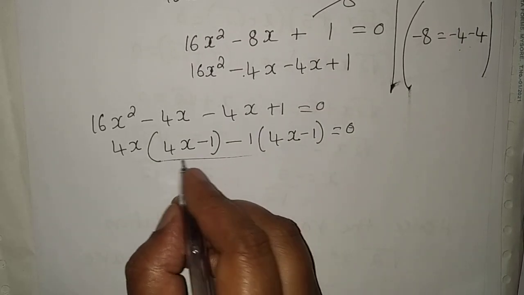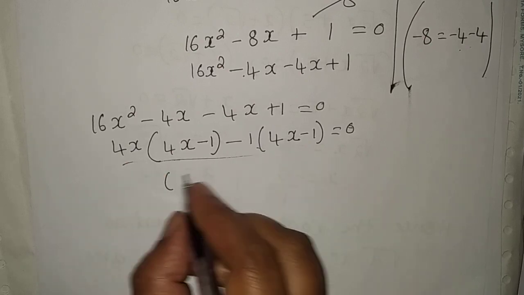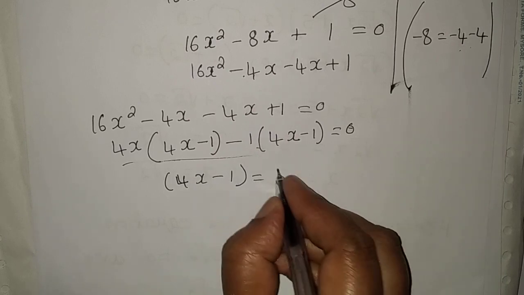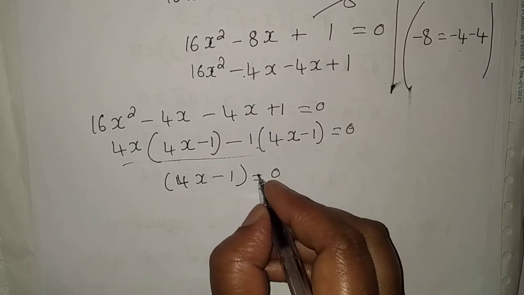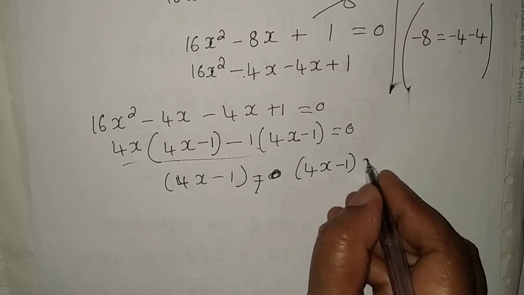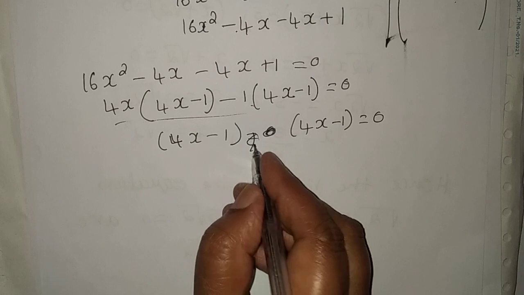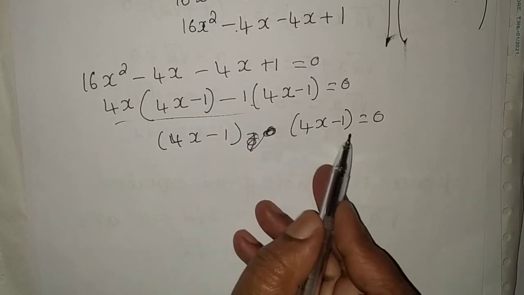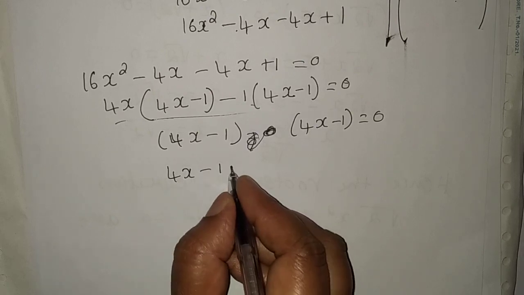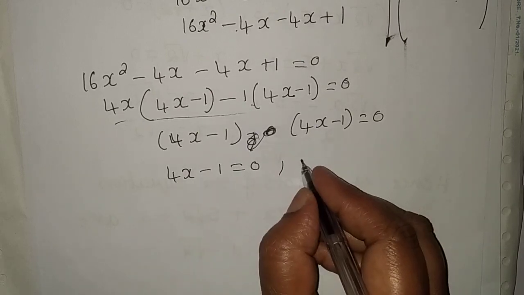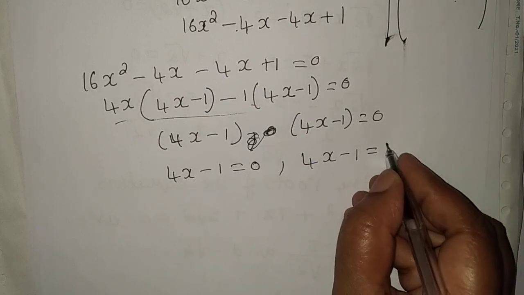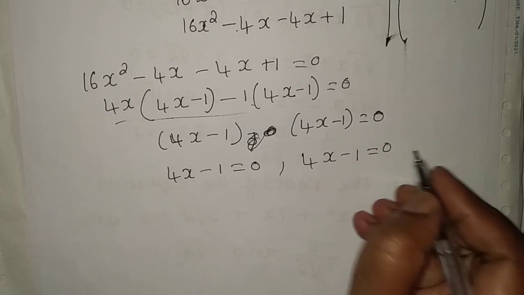Now we can write as, see both the cases, we have 4x minus 1 is equal to 0 and 4x minus 1 is equal to 0. So these are the two roots we are getting. So now we can write it as 4x minus 1 is equal to 0 and 4x minus 1 is equal to 0.